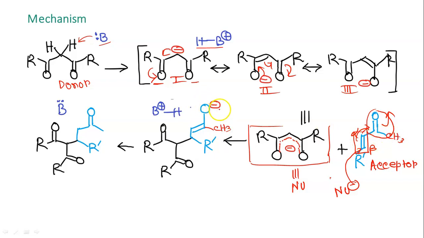So O minus. Next, it will take the proton from B plus H, that is the protonated base, and finally we will get our addition product. So this is the newly formed C-C bond. Okay, so the blue part is coming from the acceptor, and the black part is coming from the donor. Fine.